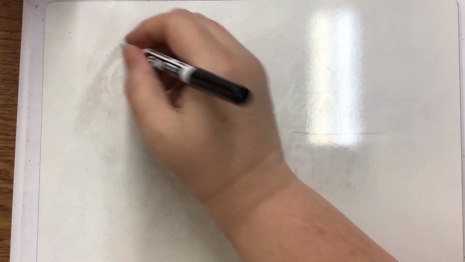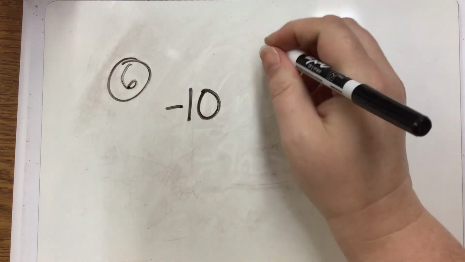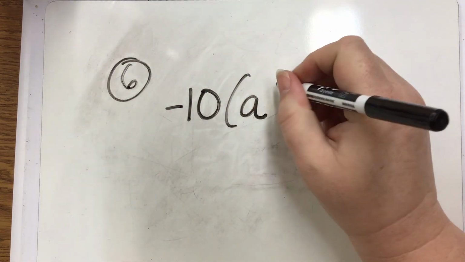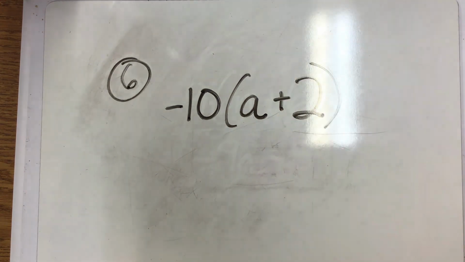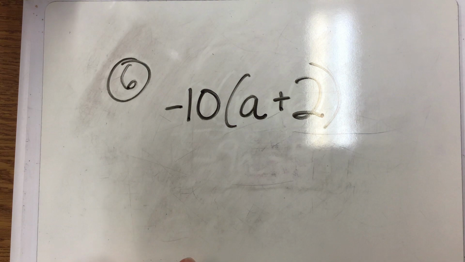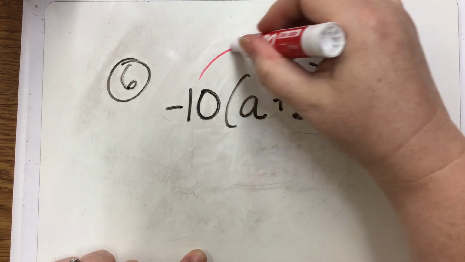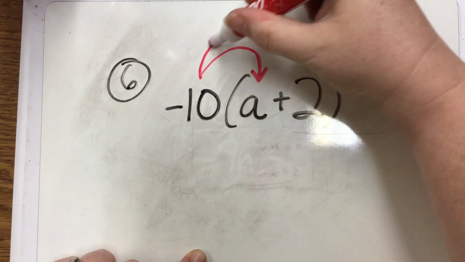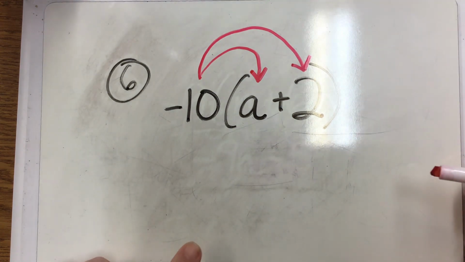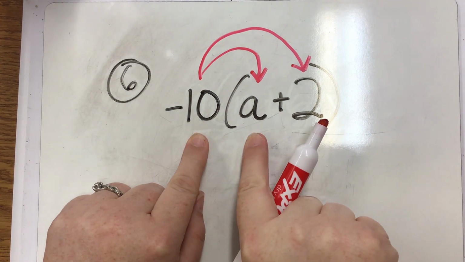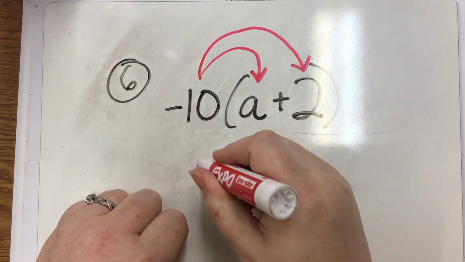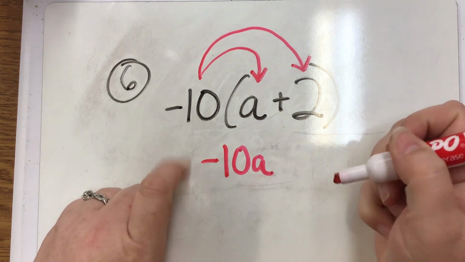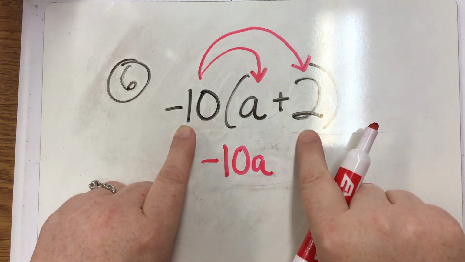Okay, let's go on to number 6. All right, what do we have now? Negative 10 times a plus 2. All right, are we getting in the habit yet? Okay, negative 10 times a, negative 10 times 2. So what's negative 10 times a? Negative 10a. Negative 10 times 2?